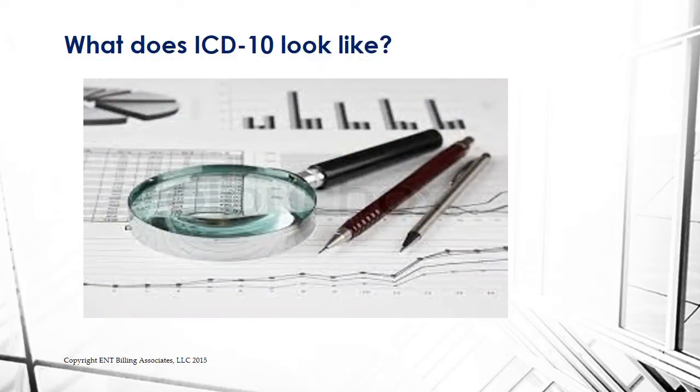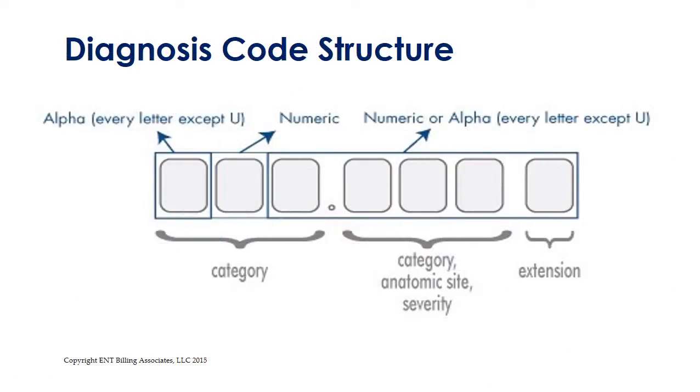So what exactly does ICD-10 look like? With the transition from ICD-9 to ICD-10, you will notice that the diagnosis code can now be up to 7 digits long. The first 3 digits of the diagnosis code are used to define the category. So for example, a category may be otitis media. This section will always begin with an alpha prefix. When we go to the next slide, I will show how different alpha prefixes correspond to certain anatomy.